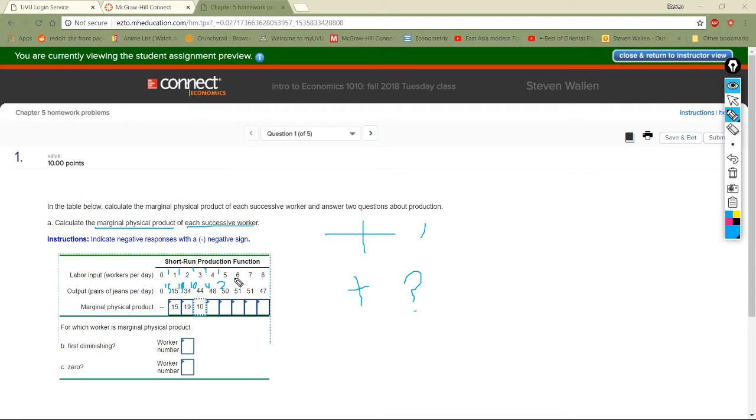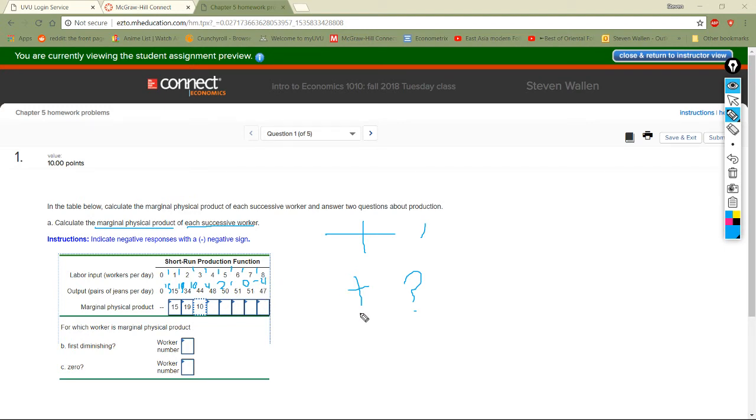Between 50 and 51, we got 1. That's what's interesting. Between 51 and 51, we added a worker and we didn't even become more effective. Literally nothing happened because we added another worker. And then here, we added a worker, and we actually went -4.